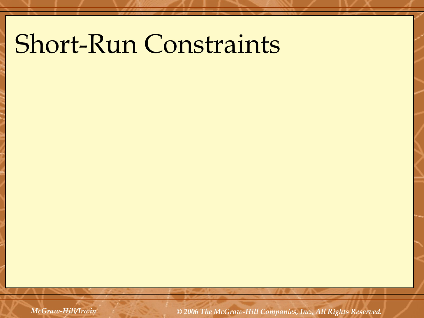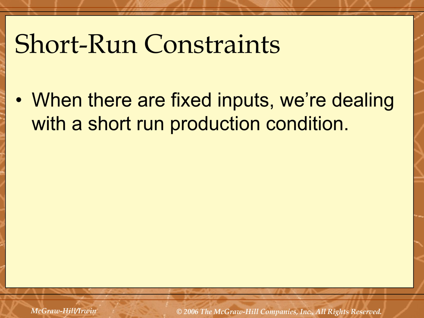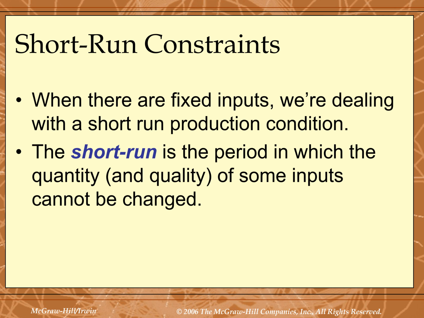So in the last video, we left off distinguishing between short run and long run costs. What we're going to be doing is looking at the short run and how costs change when you change output. When there are fixed inputs, like I said in the last video, we're dealing with a short run production condition, right? The short run is simply a time frame where at least one factor of production cannot be changed. So something is fixed. So we have a combination of fixed costs and variable costs.